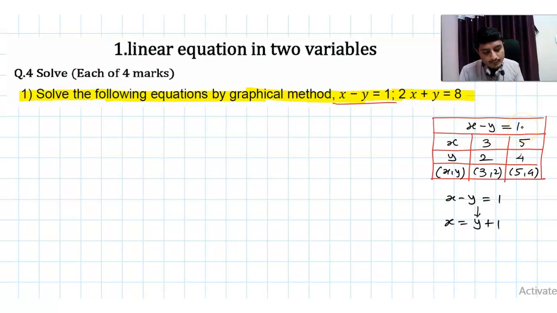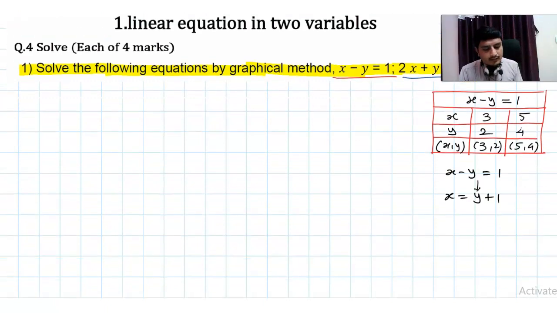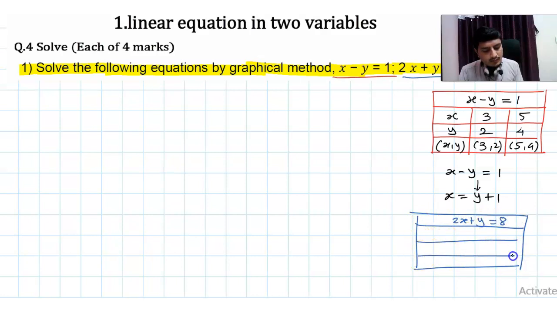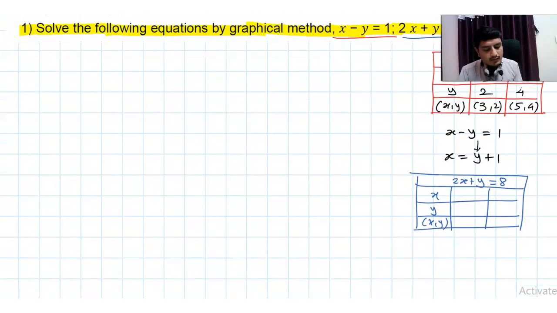Now in the same way, let us prepare the second table for the second equation. We have 2x plus y equals 8. So here is the table for the next equation, 2x plus y equals 8. Assume a few values of x and evaluate the respective values of y, so that we have the coordinate x comma y here. So keep in mind, y equals, after shifting the 2x from LHS to RHS, 8 minus 2x.